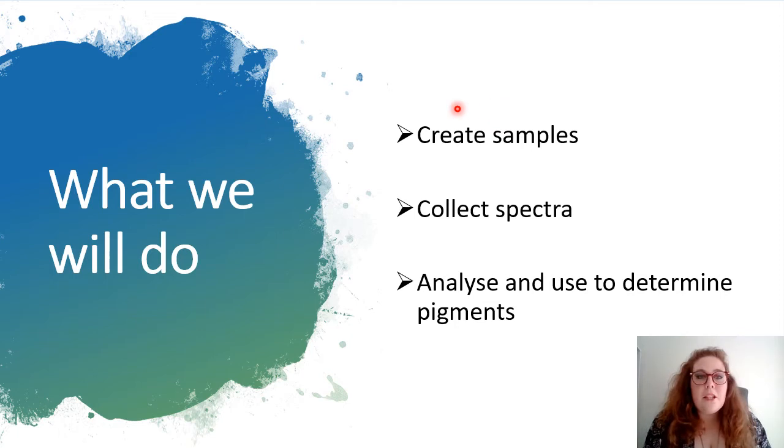The initial step is to create samples that we will then test by collecting the reflectance spectra from it, and then finally we will analyse the spectra and from which we will attempt to identify what pigments are present. So now going into what I mean by each of these 3 steps in more detail.